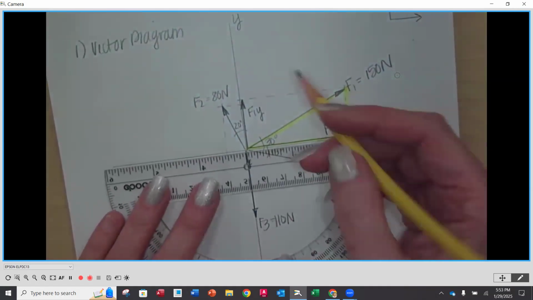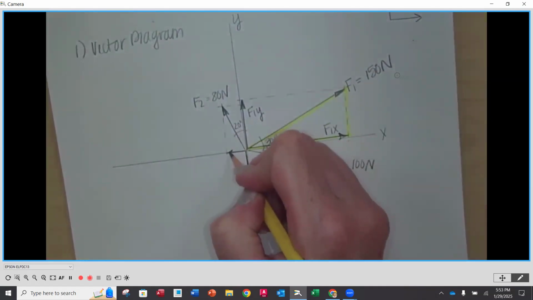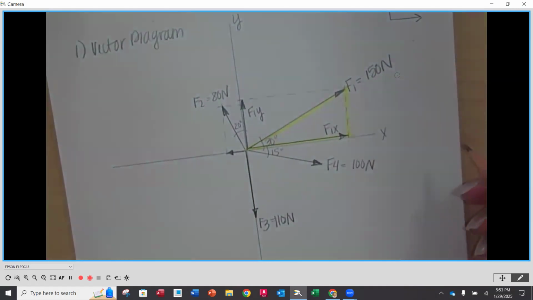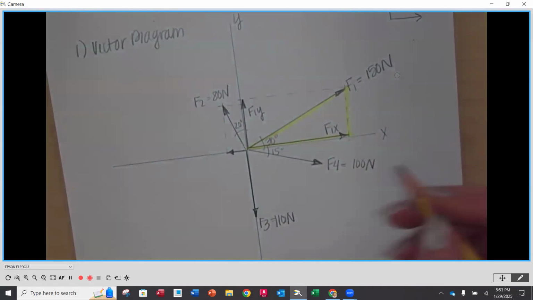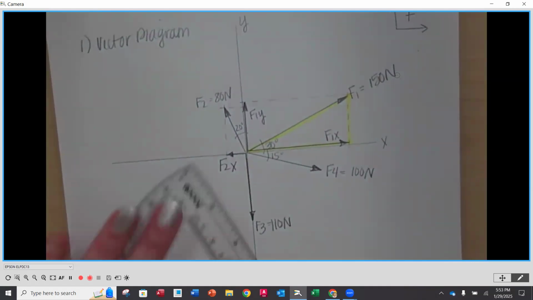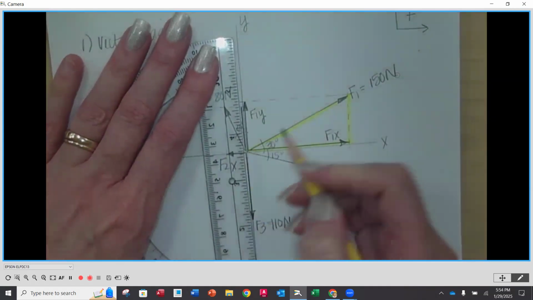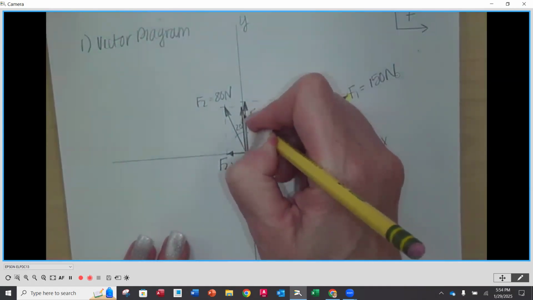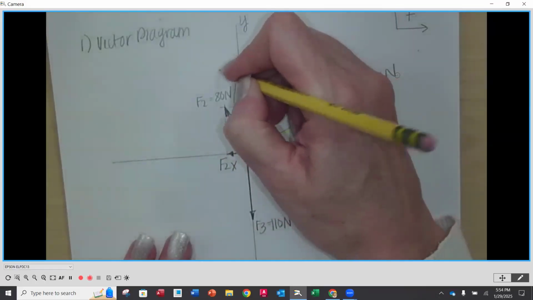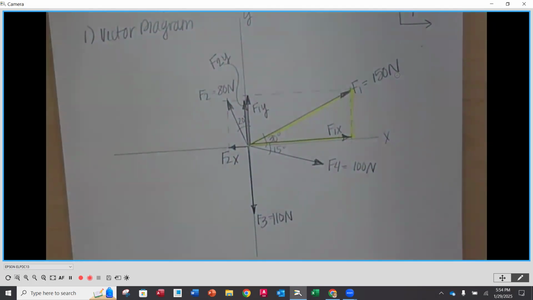So we could either use 20 degrees where it's at right now, or we can use the 70 degrees if you like doing the cosines for the X's and the sines for the Y's. But then we're going to have to use 70 in that case. So this is going to be F2X. And then up here, this is where it gets squishy. Even mine, I'm pretty big here. F2Y is going to be that one right there. I could have made mine bigger.